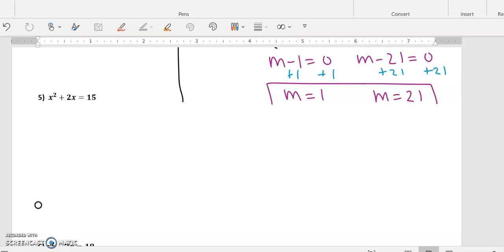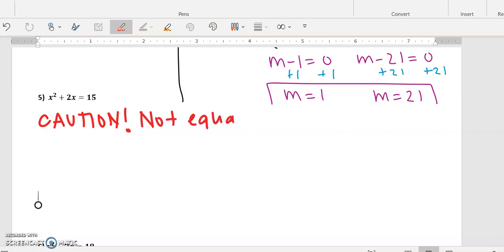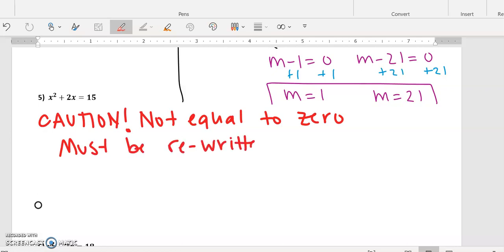Two more. Wow. Caution. This equation is not equal to 0. It must be rewritten. Before you can go through the steps, you have to rewrite this equation in correct form. Standard form would have equals 0 here.